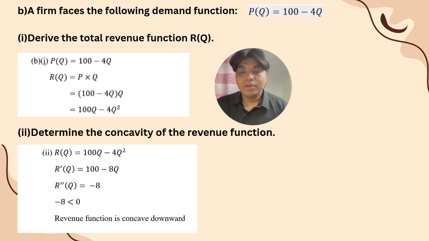For question 2, determine the concavity of the revenue function. To find whether the revenue function is concave upward or concave downward, we look at its second derivative. First, we take the first derivative of the revenue function to see how revenue changes with quantity. R'(Q) equals 100 minus 8Q. Then we differentiate again, and we get negative 8. Because the second derivative is negative, the revenue function is concave downward.